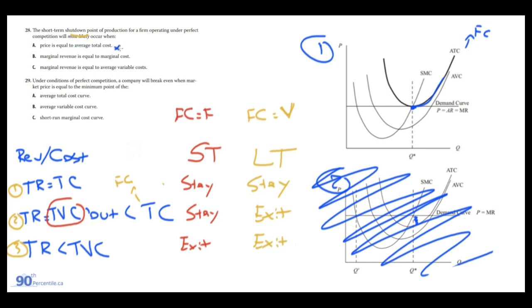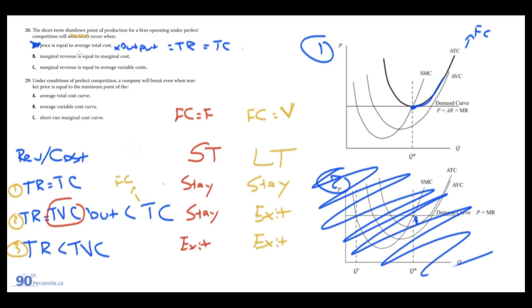But if you multiply both of them by output, not literally, you could reword this as price, which is total revenue, is equal to average total cost, which is total cost. So we know from down here that we're not going to shut down when total revenue equals total cost, because we're at least not losing money.